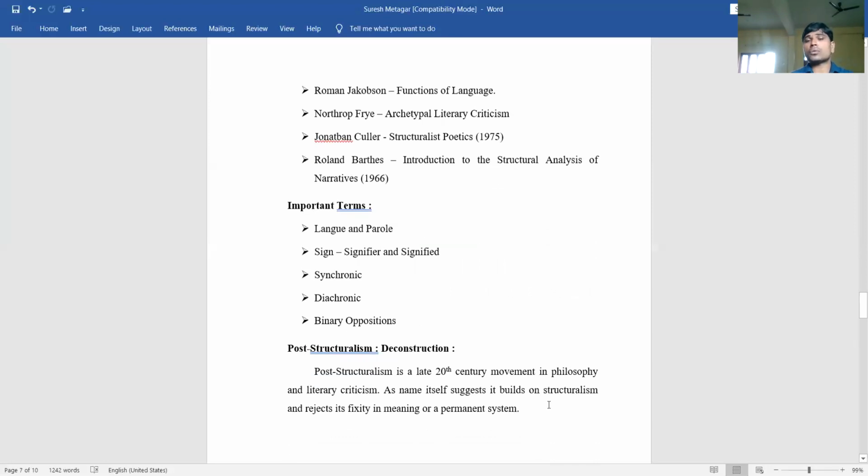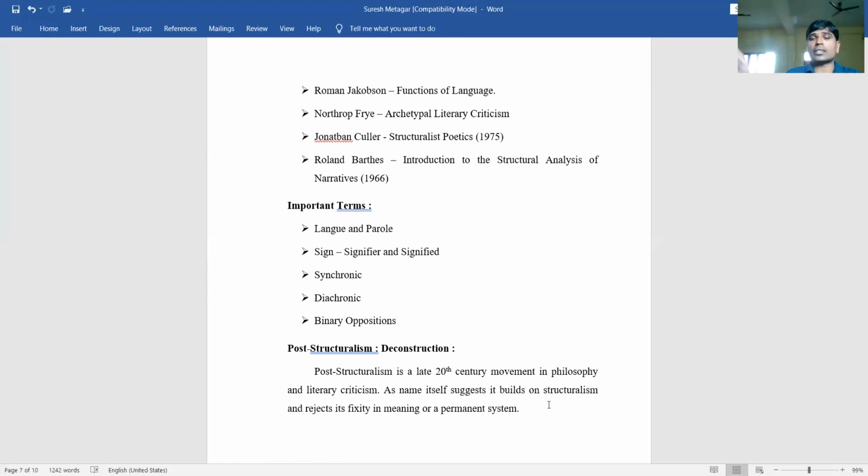Langue and parole, these are two words given by Ferdinand de Saussure. Langue means this broader structure of language. Parole means what we speak, words, or what we write. So langue means the broader structure of language, and parole means what we speak or what we write. These words, utterances.